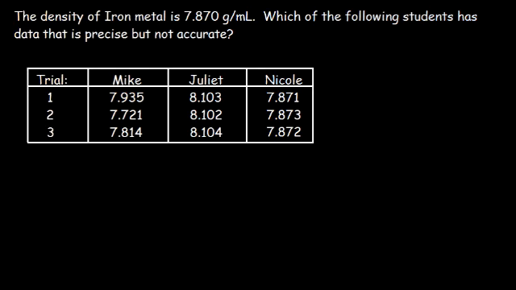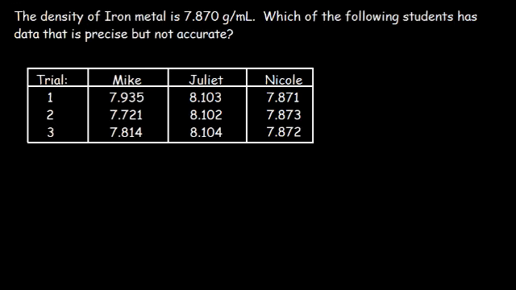So now let's talk about accuracy and precision. So here's a question. The density of iron metal is 7.87. Which of the following students has data that is precise but not accurate? Now, accuracy carries the idea of being very close to the accepted value. So the student that is accurate has data that is very close to the accepted value for the density of iron, that is 7.87. Precision is how close your data is with one another.